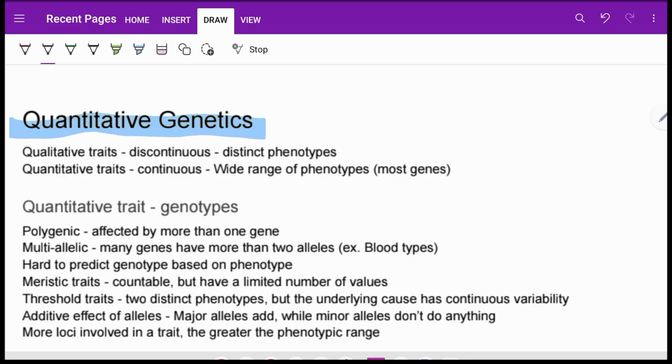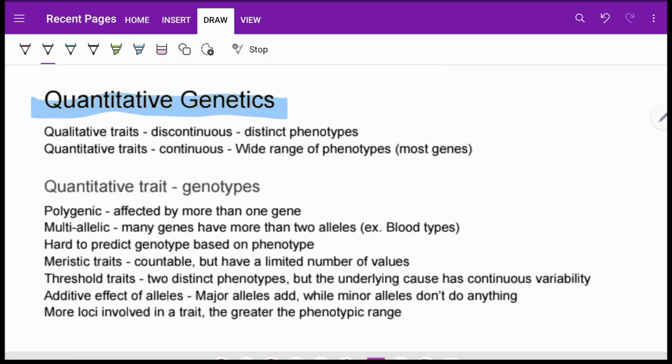So that would be something like, say there's only two types of feathers, long feathers or short feathers. Do the chickens have long feathers or short feathers? That would be a discontinuous trait. A quantitative trait is actually what feathers are. In reality, there's a wide range of feathers. Feathers can be anything from really long to really short.